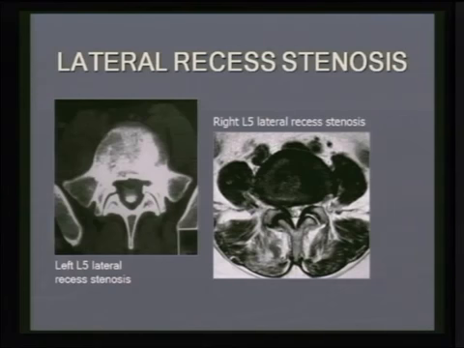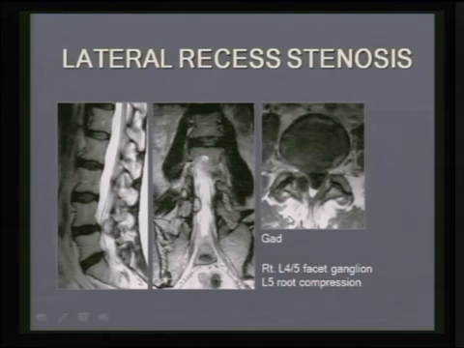Here a CT myelogram, which we don't see very often, showing the medial osteophyte from the superior articular process resulting in lateral recess stenosis and compression of the nerve roots here. And here the predominantly unilateral features of bulging disc, thickening of the ligamentum here, resulting in right-sided L5 nerve root compression at the L4, L5 disc level.